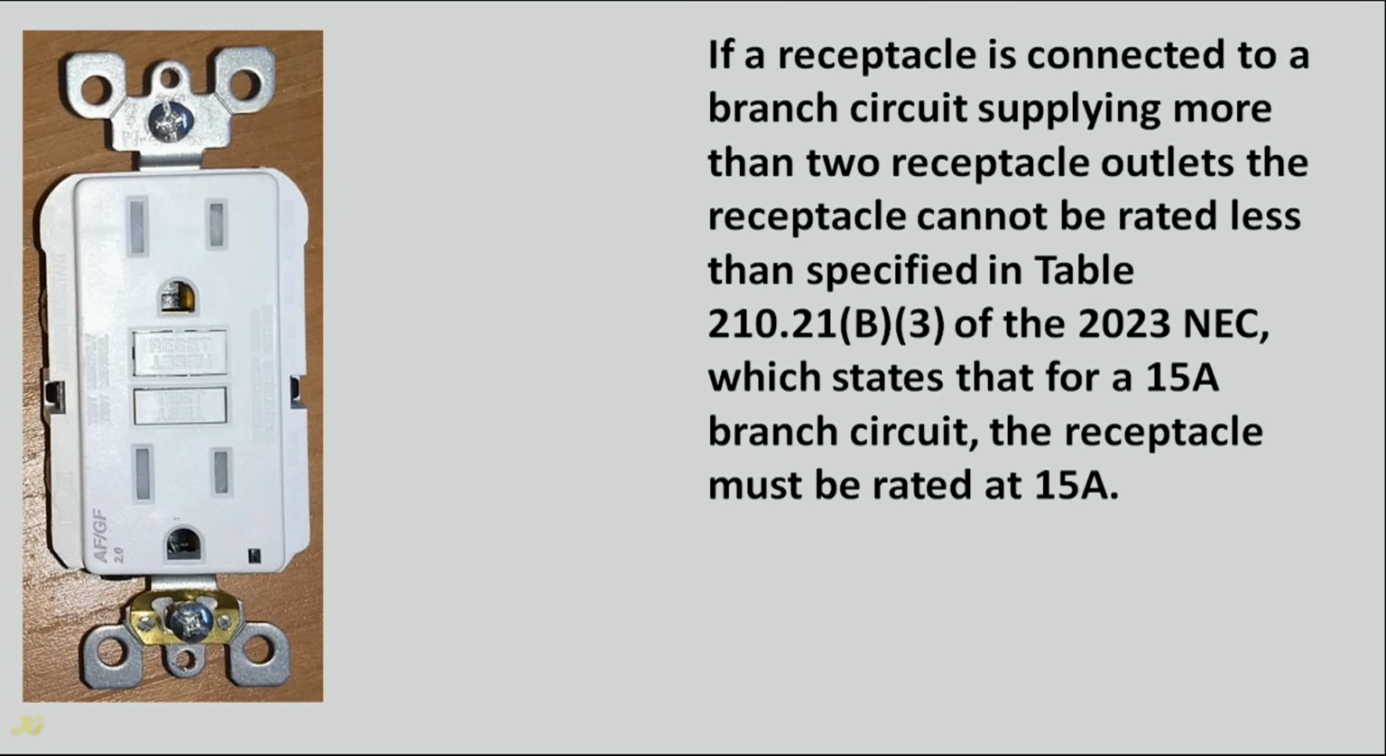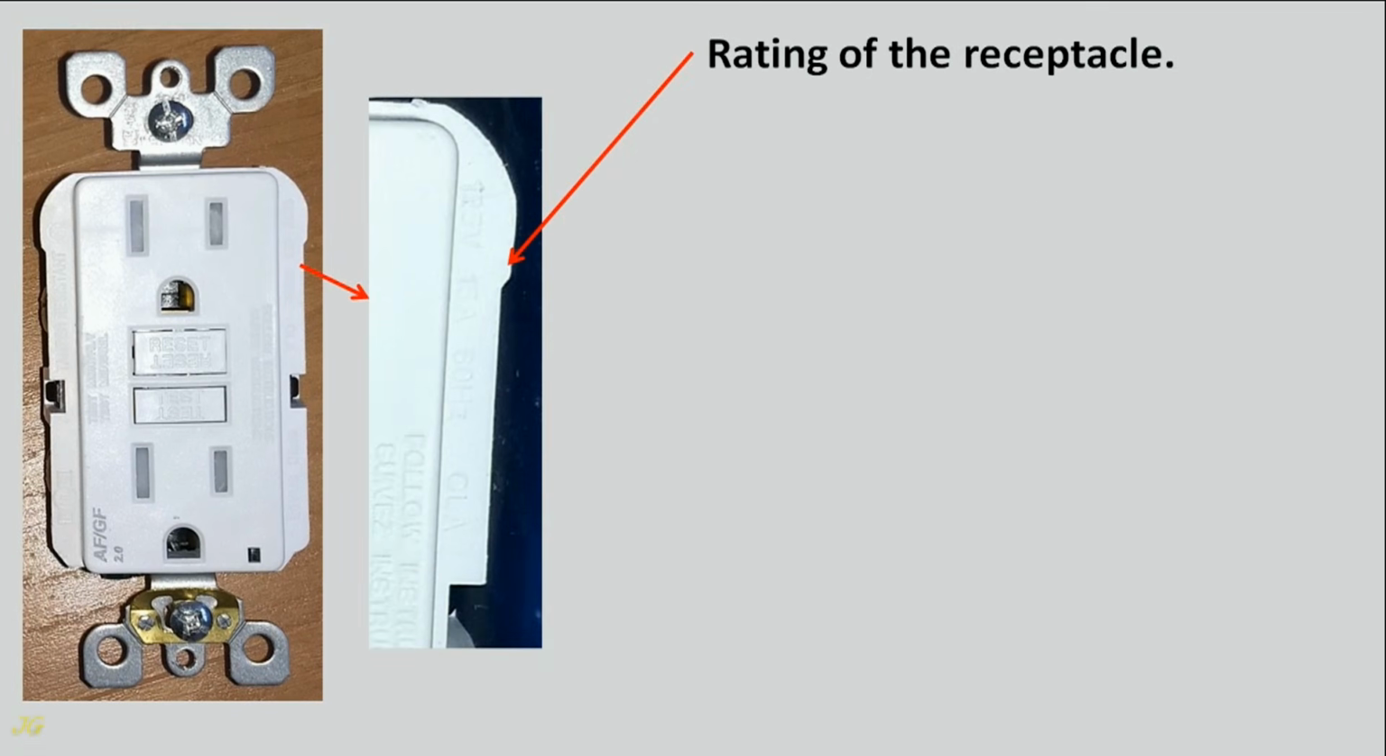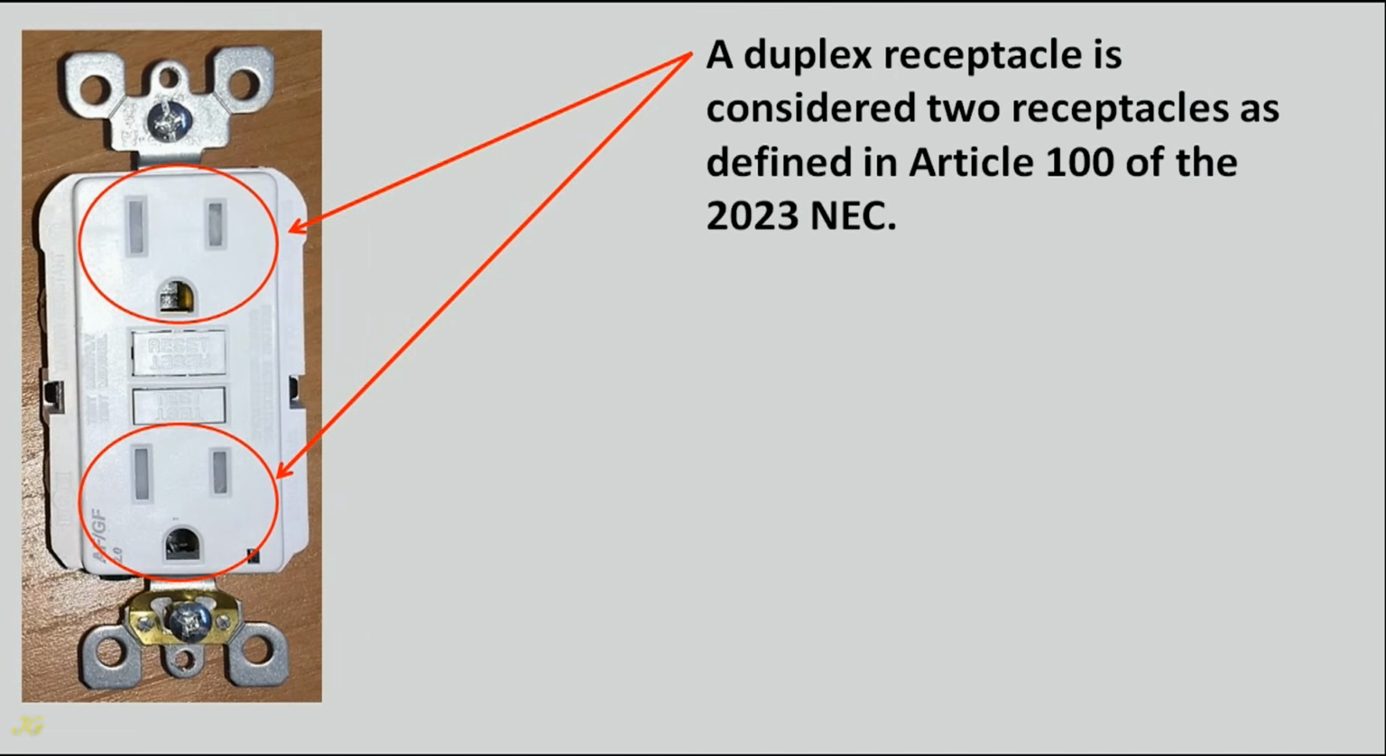If a receptacle is connected to a branch circuit supplying more than 2 receptacle outlets, the receptacle cannot be rated less than specified in Table 210.21(B)(3) of the 2023 NEC, which states that for a 15 amp branch circuit, the receptacle must be rated at 15 amps. A duplex receptacle is considered 2 receptacles as defined in Article 100 of the 2023 NEC.